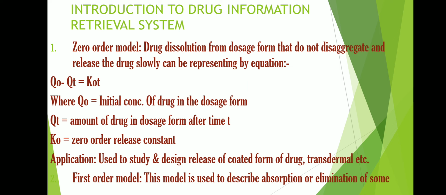t can be any time at which we want to evaluate the amount of drug left. K0 is the zero order release constant, which can be calculated by subtracting the amount of drug after a particular time from the initial amount. Because it is zero order, the rate constant is fixed, so we can know at which rate the reaction, the degradation, is going on.